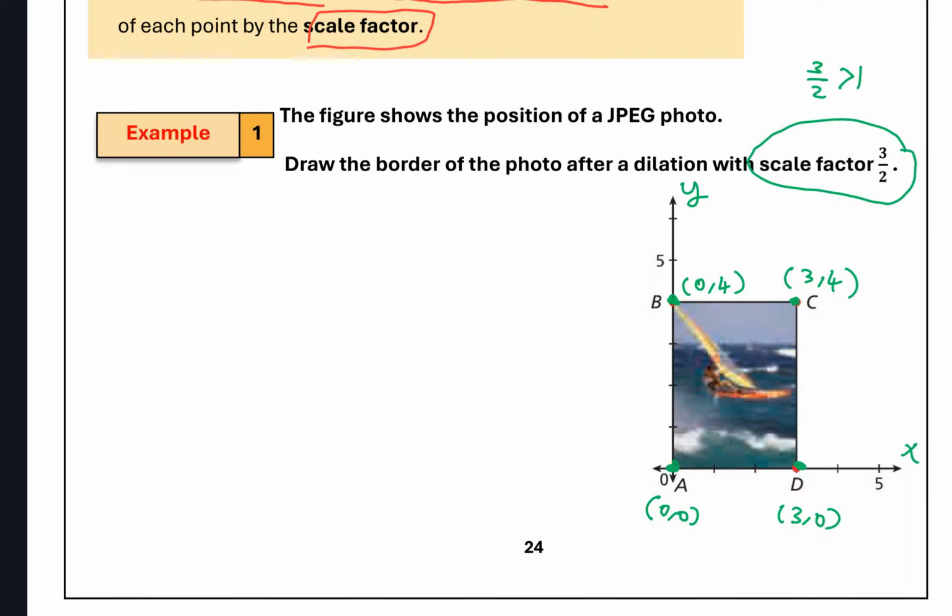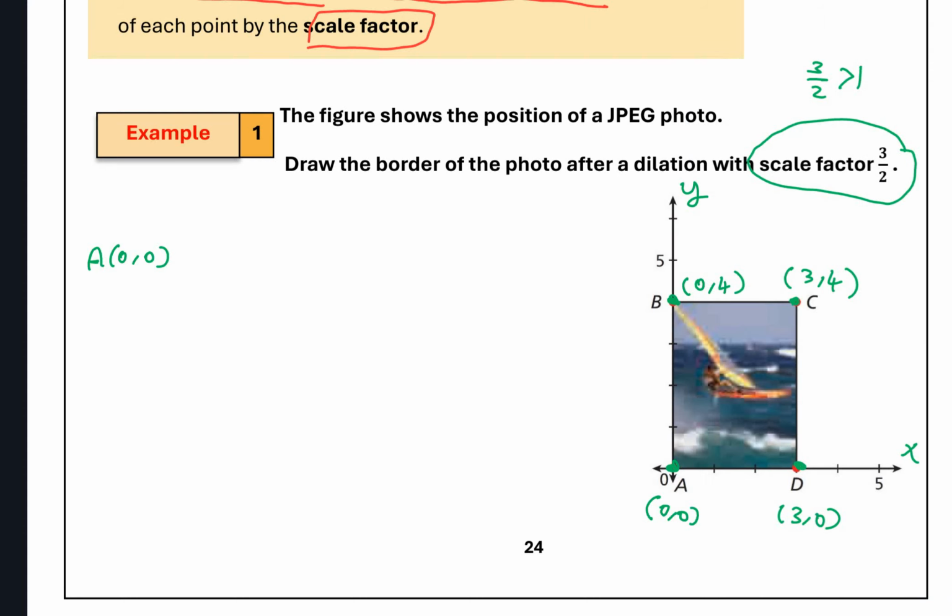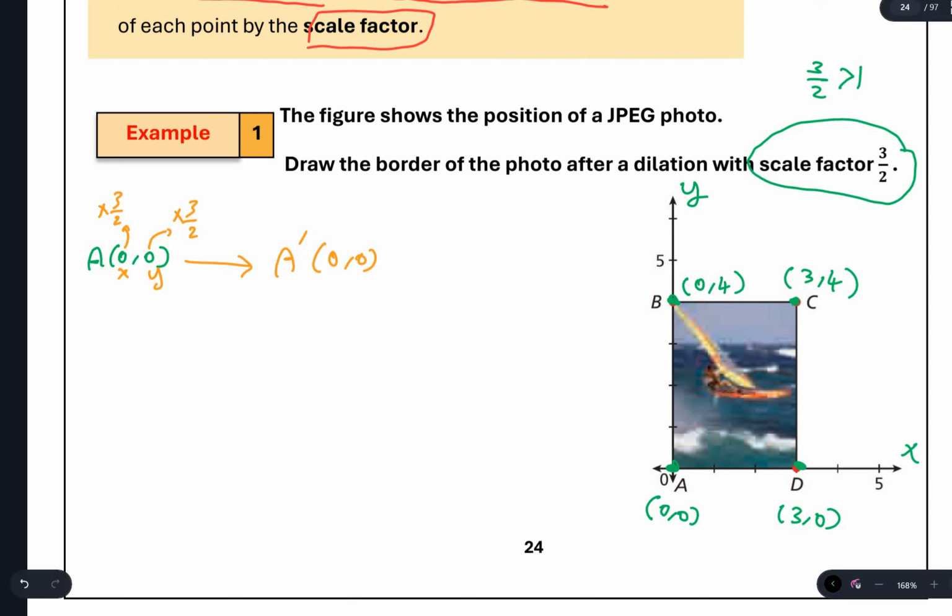Okay. What you need to do to dilate this photo is, one by one, start with the first point, A. You need to multiply both x and y by the given scale factor 3/2, which is 1.5. This is, by the way, x, and this is y, the order is right. We will multiply x by 3/2 and y also by 3/2. So we get A prime, which is the new point of dilation. When you multiply, you get (0, 0) back. Nothing changed, right?